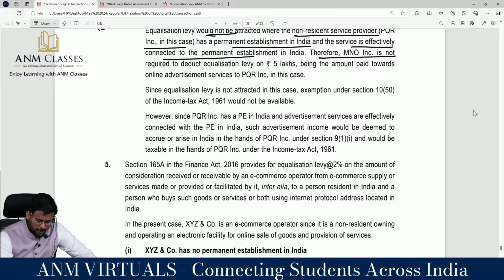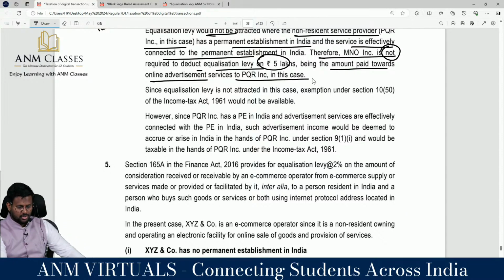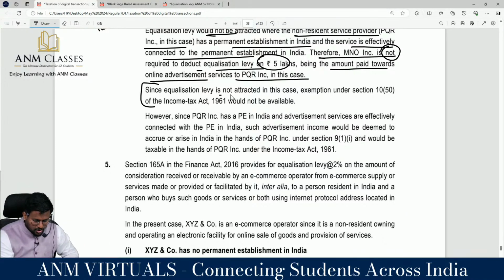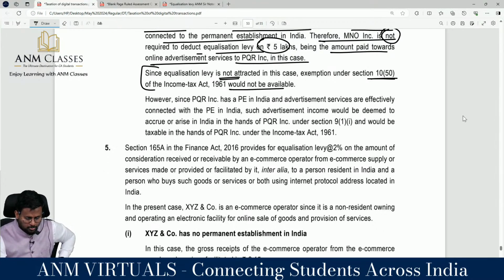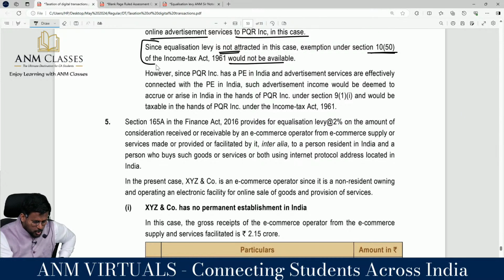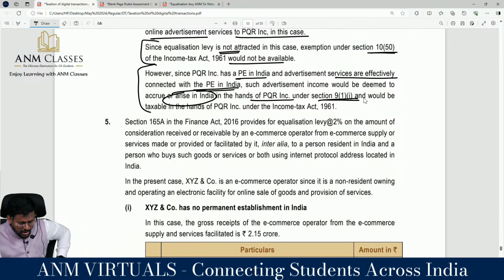Therefore, MNO Incorporation is not required to deduct equalization levy on 5 lakh, being the amount paid towards online advertisement service to PQR Incorporation in this case. Since equalization levy is not attracted, the exemption under section 10(50) of the Income Tax Act would not apply. However, since PQR Incorporation has a PE in India and the advertisement services are effectively connected with it, such advertisement income would be deemed to accrue in India in the hands of PQR Incorporation under section 9 subsection 1, and would be taxable under the Income Tax Act 1961.